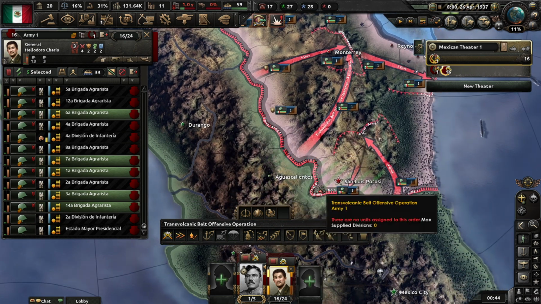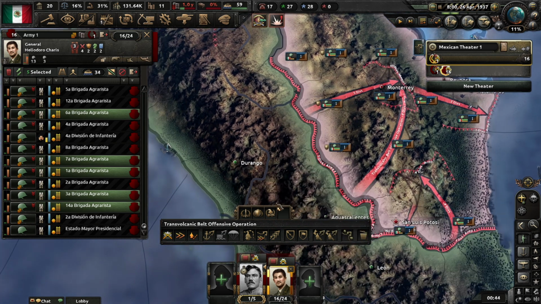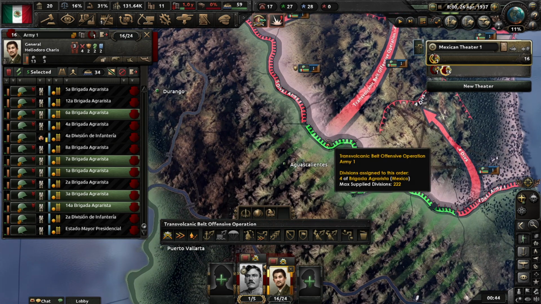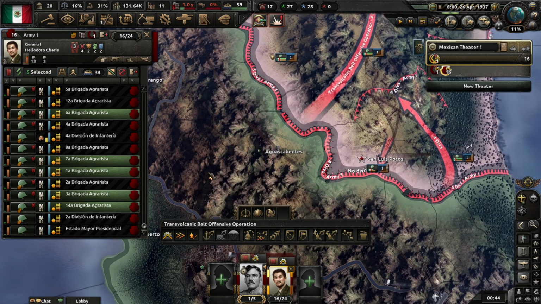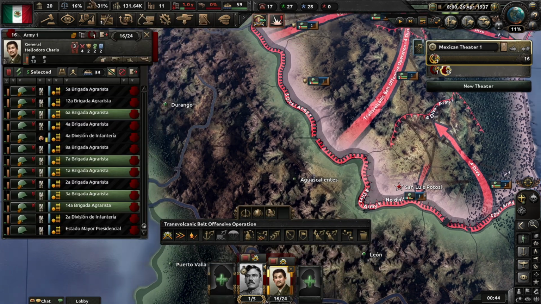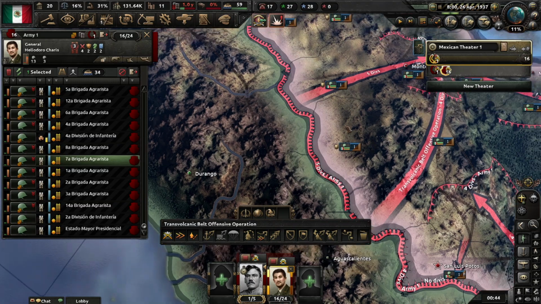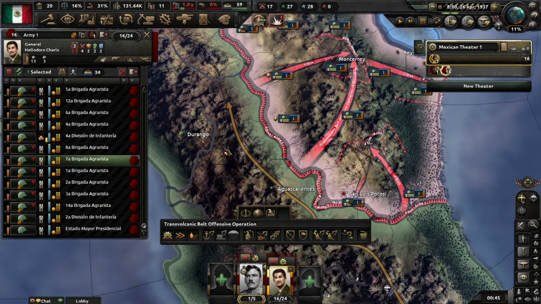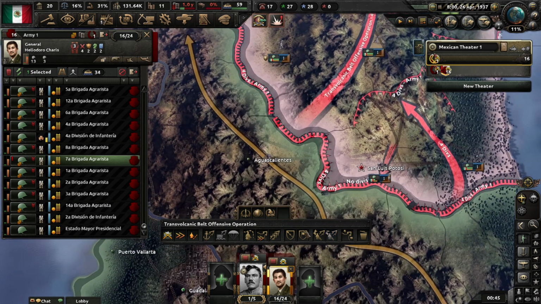I think the AI will try and redeploy divisions if you do that, though. And this isn't enough to push Agu. Shoot. There we go. You know what? 7th Brigade can go to here.